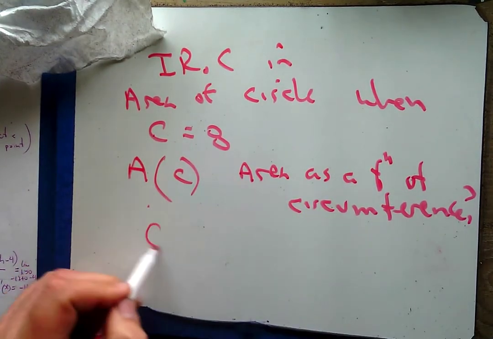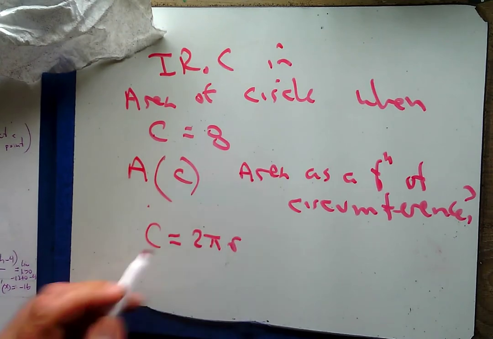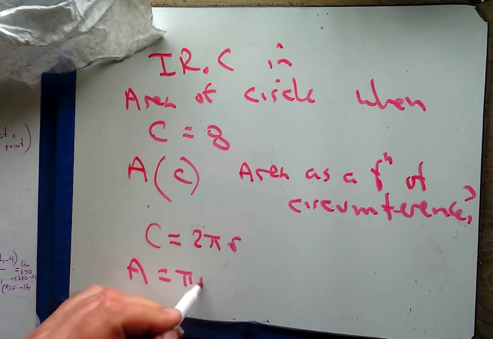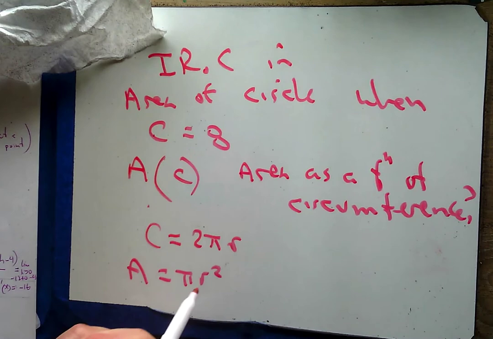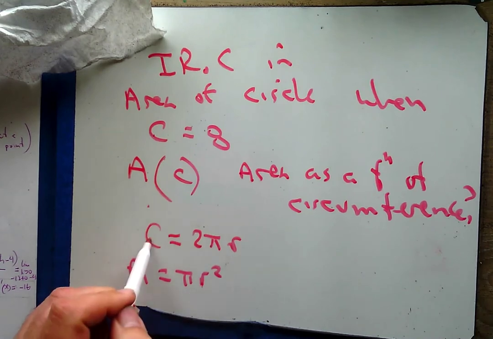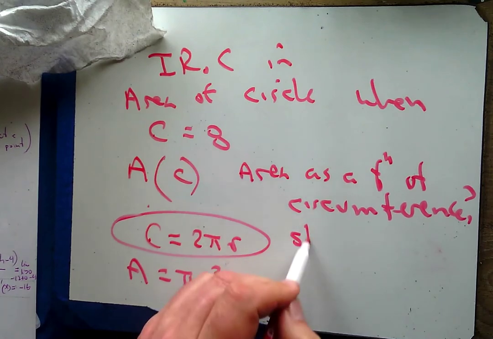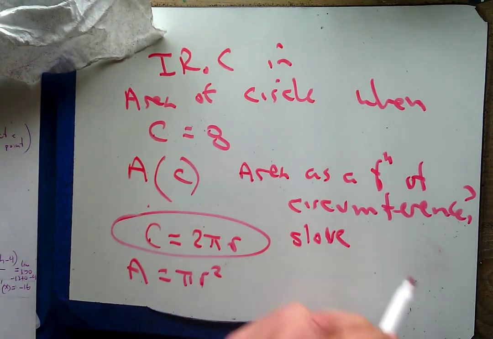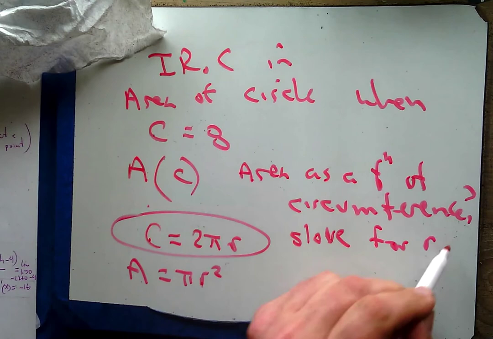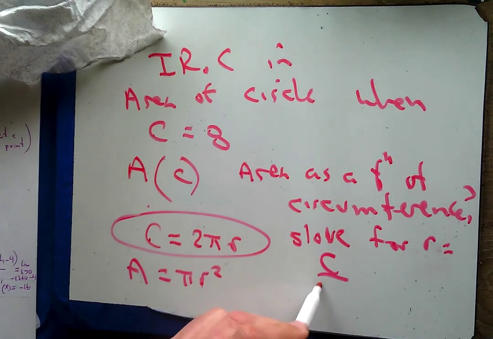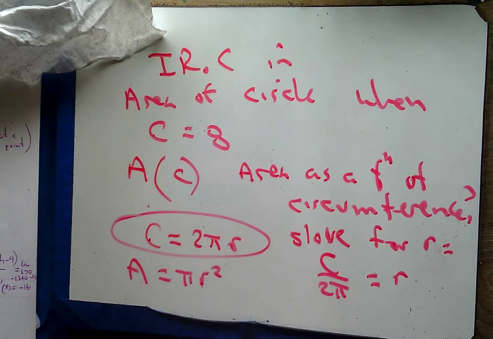Well, I know circumference is 2 pi r, and I know area is pi r squared. I'd like to get rid of this r and replace it with some c stuff. Well, this is my helping equation. I want to solve that equation for r. So c over 2 pi equals r. Then I can replace this r here with c over 2 pi.